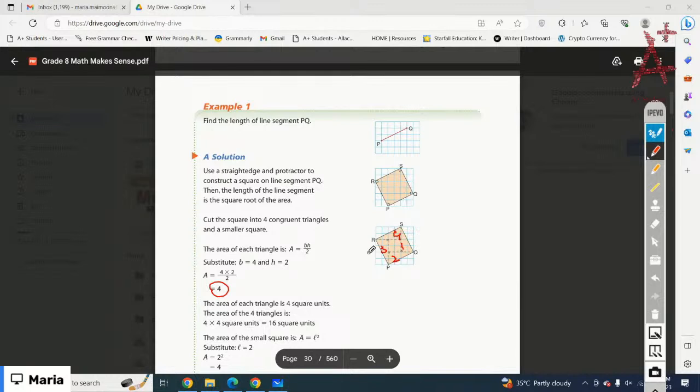You have a square inside. Got it? Just calculate the area of this square. That would be 4 times 4. It would be 16. Got it?